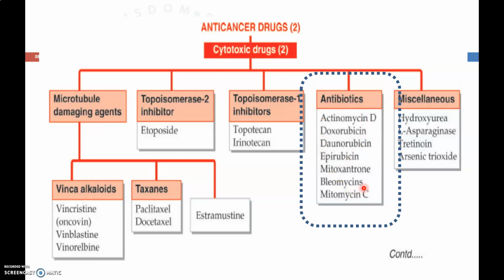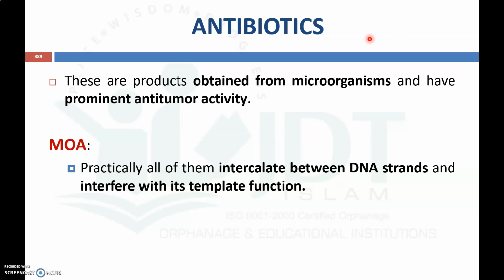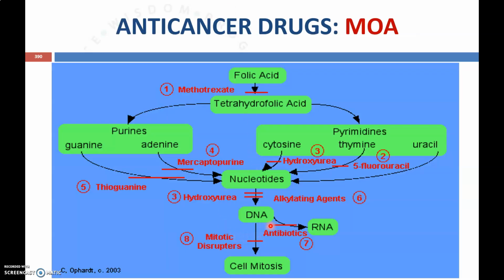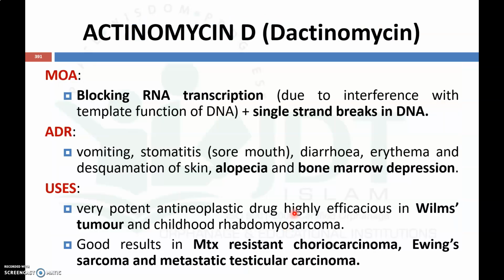Now coming to the next class of cytotoxic drugs, that is antibiotics. These are obtained from some microorganisms and have prominent anti-tumor activity, and they act by intercalating between the DNA strands and interfering with the template function of the DNA. That is the mechanism of antibiotics. Now this is the site of antibiotic action in cell division, while DNA is converted to RNA. This step will be prevented by the antibiotics.